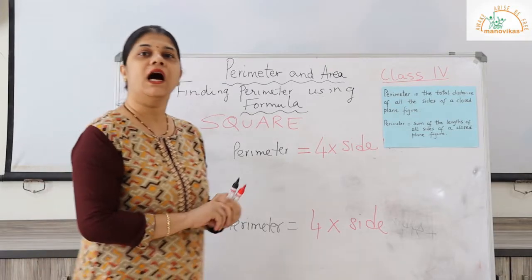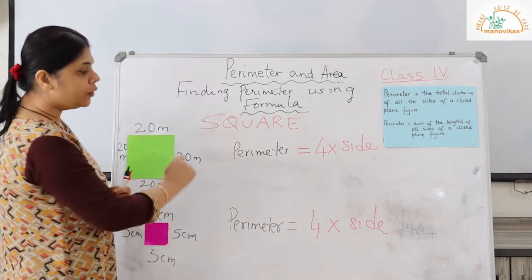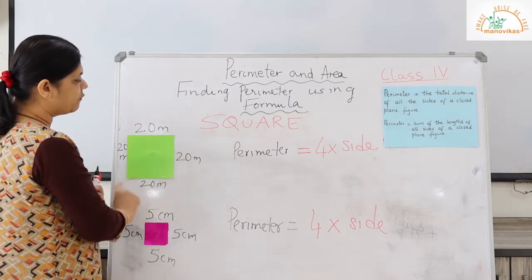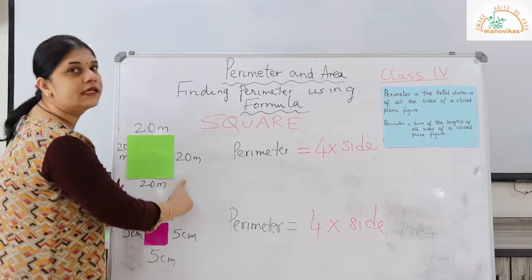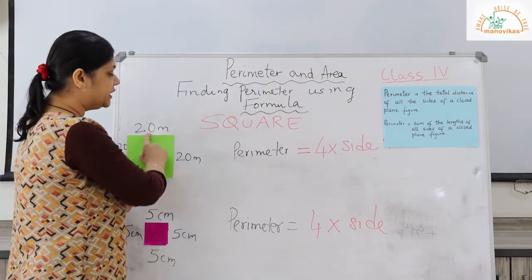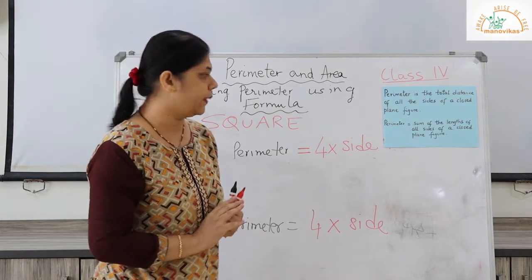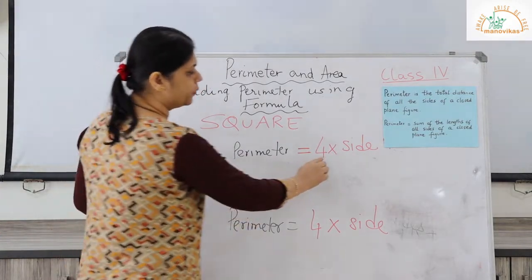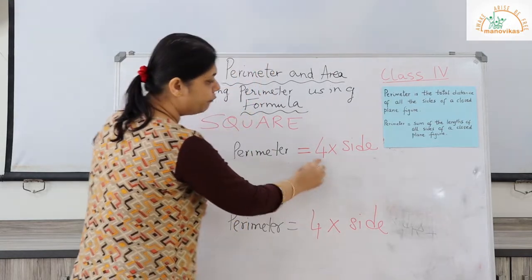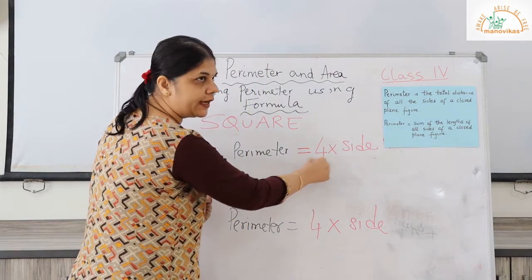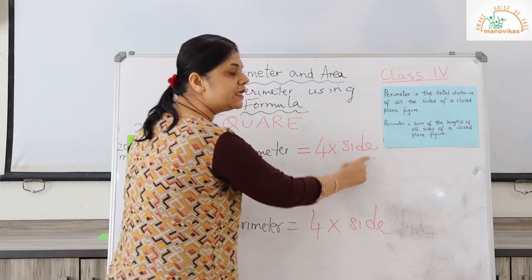Next, we will see how to find the perimeter of the square. Now, you know that all the sides of a square are equal. In this example, you are given a square with sides as 20 meters. Now, to find the perimeter of the square, you have to use this formula, 4 multiplied by the side. There are 4 sides of the square which are equal, multiplied by the measure of the side which is given.